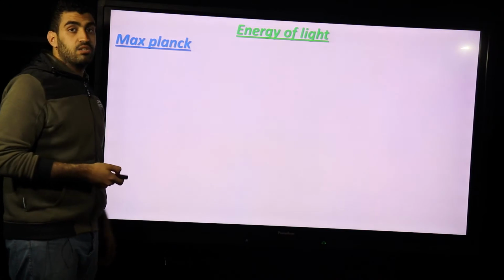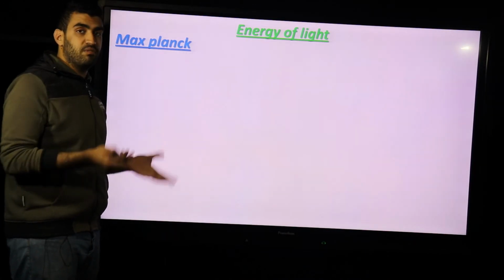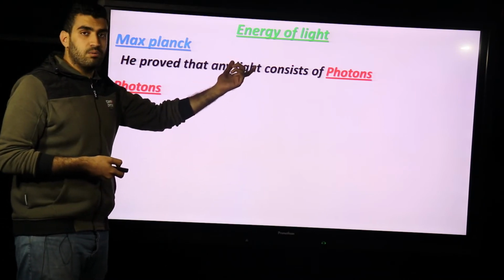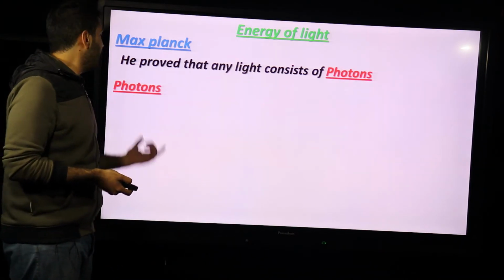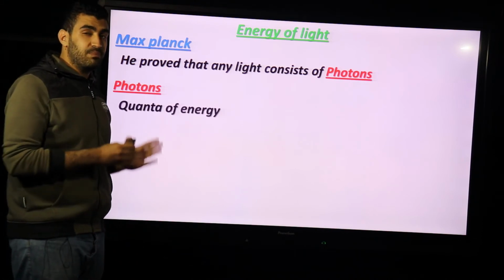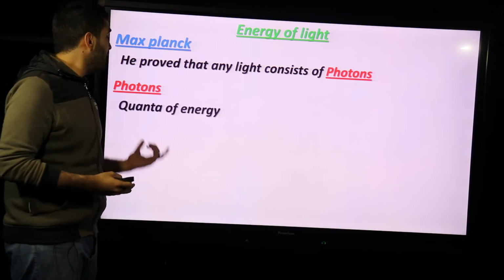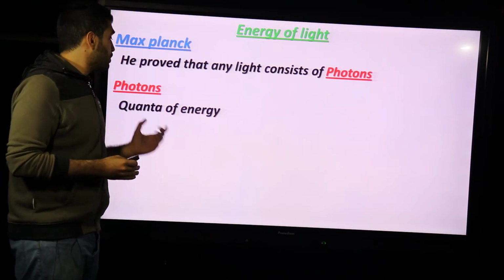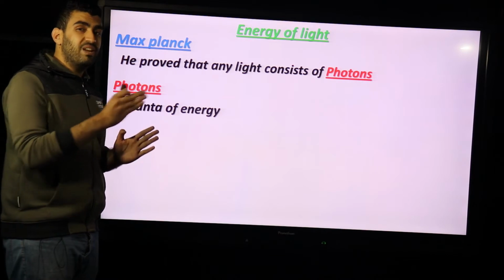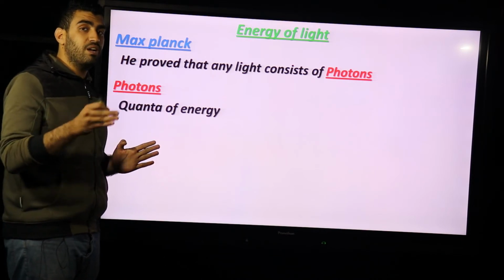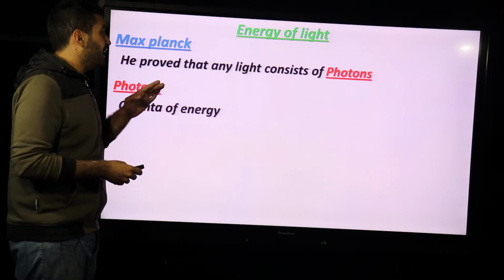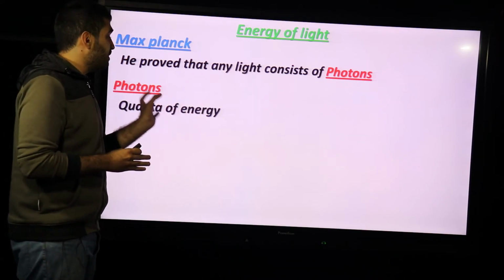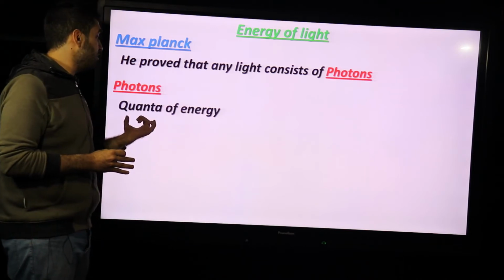The energy of light. To measure the energy of light, we have to know that any light is composed of photons. What's meant by photons? A specific amount of energy, which is called quanta of energy. For example, a red photon has a quanta of energy different from a green photon, a blue photon, or a violet photon. Again, any light color is composed of photons, which are specific amounts of energy known as quanta of energy.